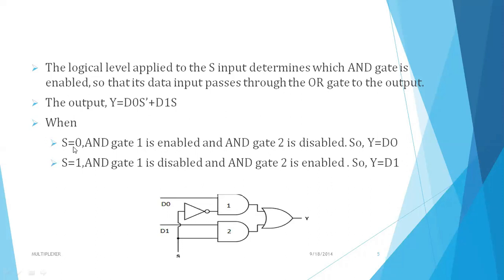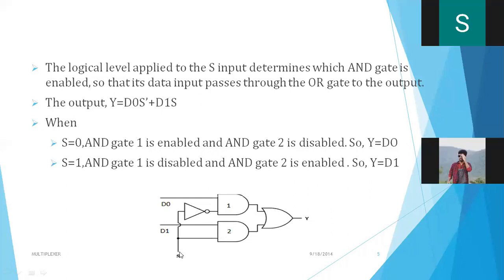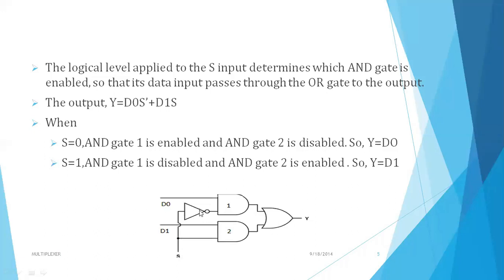When S is equal to 0, which gate is activated? D naught gate. And when S is equal to 1, which gate is activated? That is gate 2, D1. So when S is equal to 0, the value will be complemented.